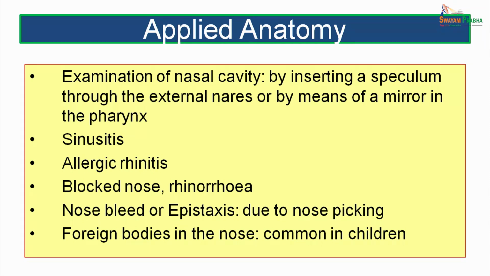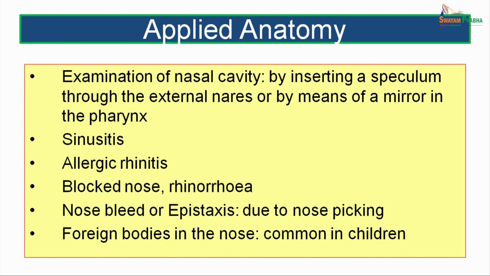Nosebleed or epistaxis. This occurs due to nose picking. We have seen that the nasal cavity has got a rich blood supply, the vessels just lying underneath the mucous membrane. So, nose picking can give rise to bleeding from the nose. Next would be the foreign bodies in the nose, which are commonly seen in small children who will be introducing the foreign bodies into the nasal cavity.